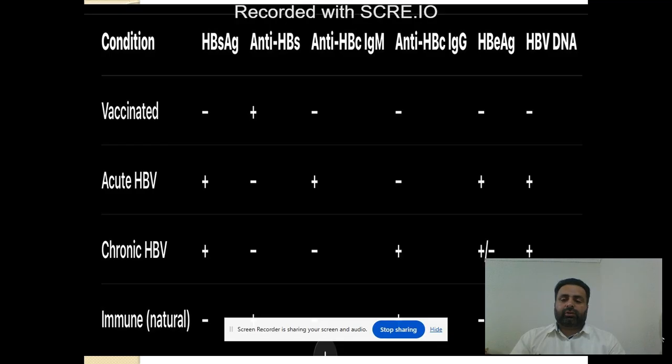Similarly, in the other case that is showing acute HBV, HBsAg is positive, anti-HBs negative, anti-HBc IgM is positive, anti-HBc IgG is negative. Same in HBeAg, and HBV DNA is positive. So this is a scenario about how the patient is infected and what are the responses of antibodies against hepatitis B virus.